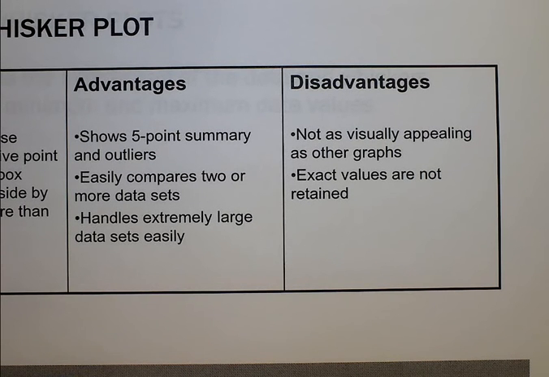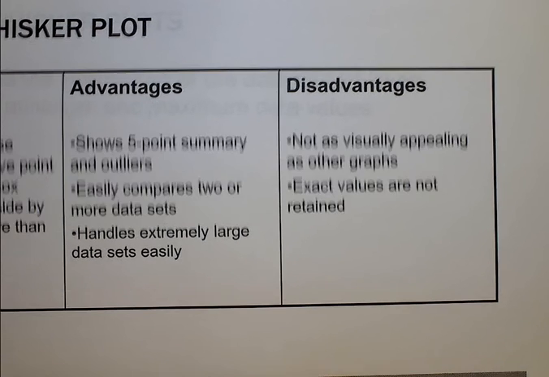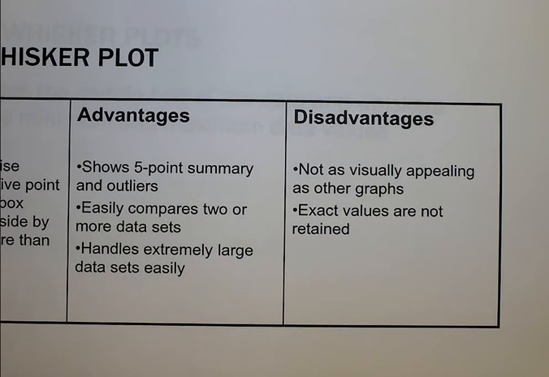So there are 2 types of graphs we've discussed today where exact values are lost, and that would be the histogram and the box and whisker plot. Only the dot plot keeps each individual set of data, and that's why they said they didn't want the dot plot to be more than 50 numbers.